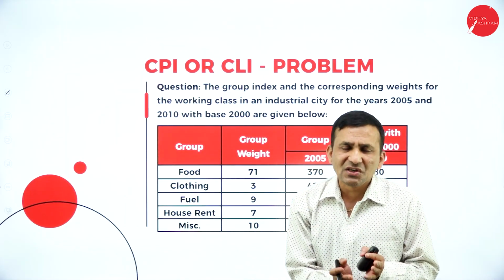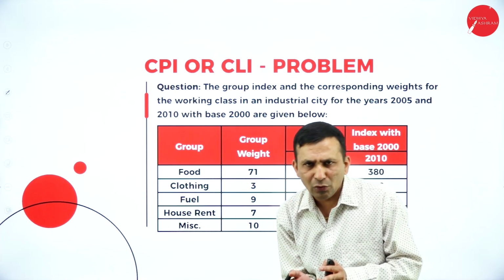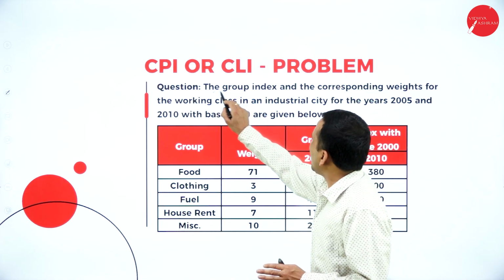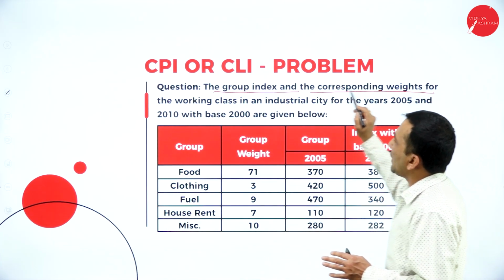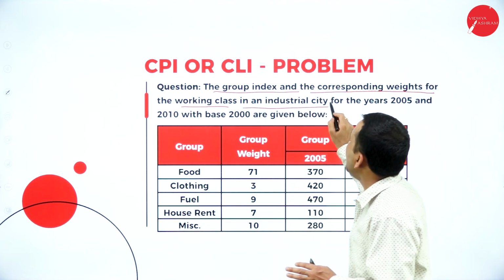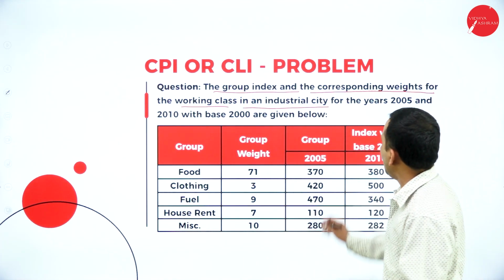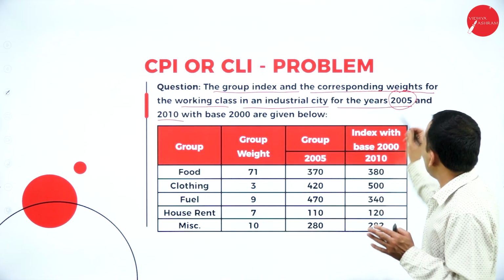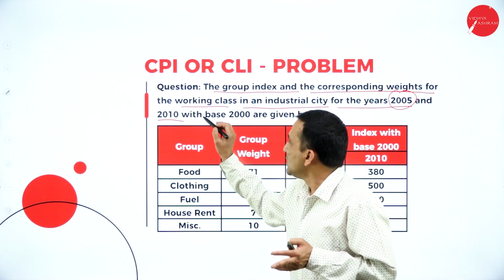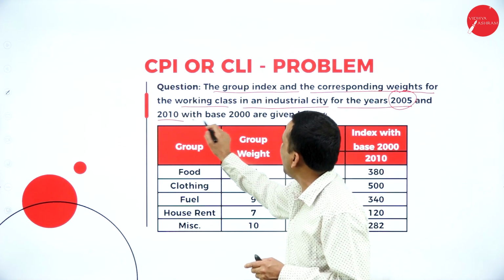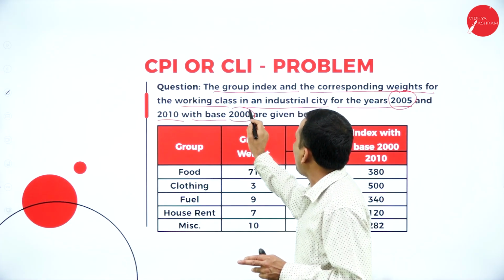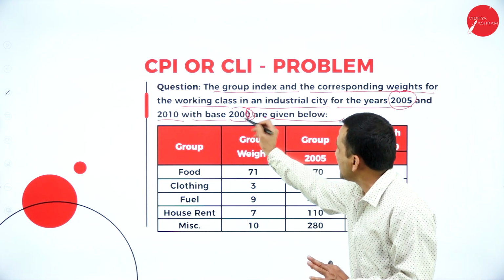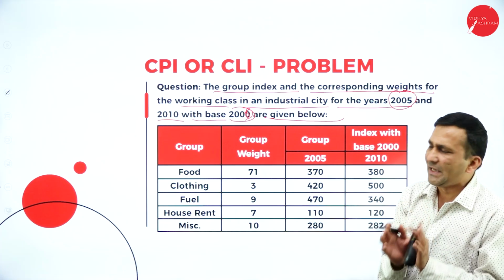So there is one more question. Under family budget, there are two formulas we have majorly identified. The group index problem: the group index and the corresponding weight for the working classes in an industrial city for the year 2005 and 2010, where the previous year, base year and current year are given. So that is the group index we consider.